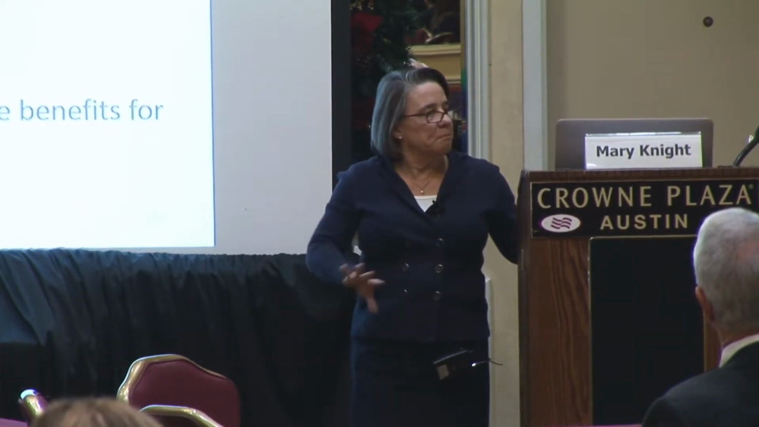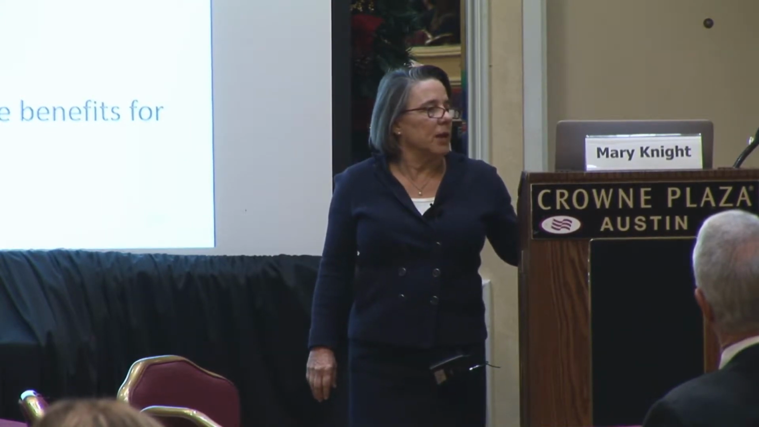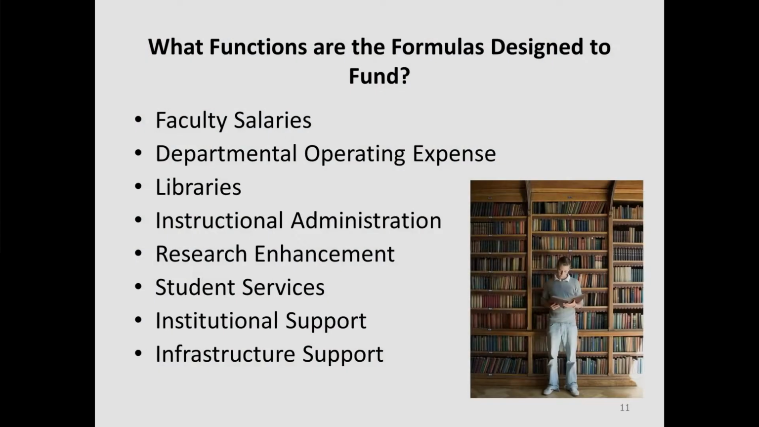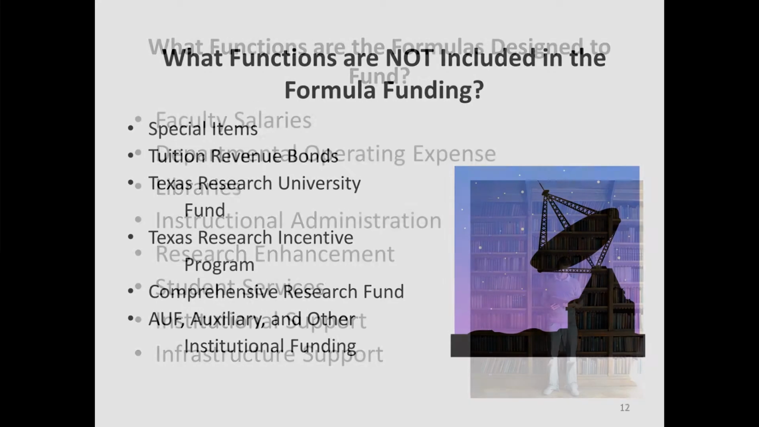So those are the two basic components of higher education funding. The formula funding is designed to fund the normal operations of an institution of higher education. So we have faculty salaries, departmental operating expenses, libraries, structural administration, which would be things like the dean's offices and the programs under the deans, research enhancement, student services, institutional support, so the administration of the university, and then infrastructure. Basic things that every higher education institution has.